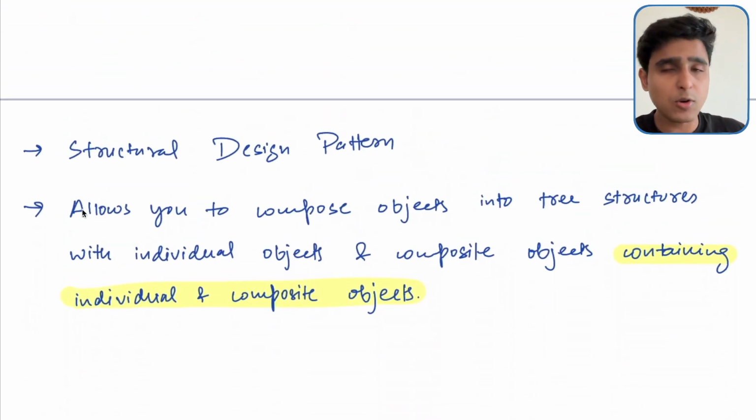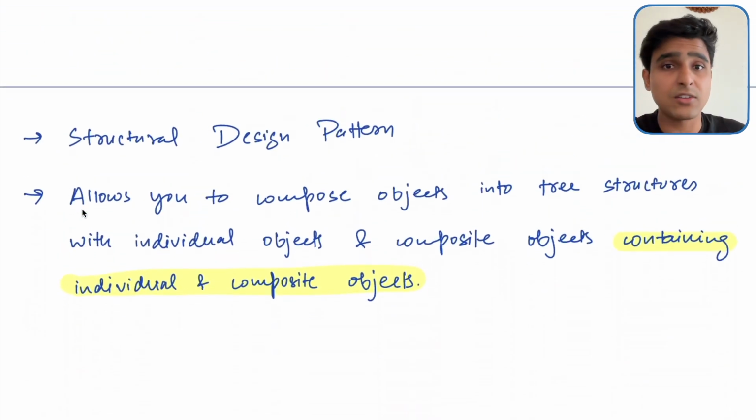So what is composite design pattern? First of all, it's a structural design pattern and it allows you to compose objects into tree structures where the objects are typically of two types: individual objects, which we can also call leaf objects if we are talking in tree terminology, and composite objects which contain individual and composite objects. So it is like a recursive tree structure where you can assume you have a root node. In the root node you can have a leaf, or you can have again a subtree, and so on.